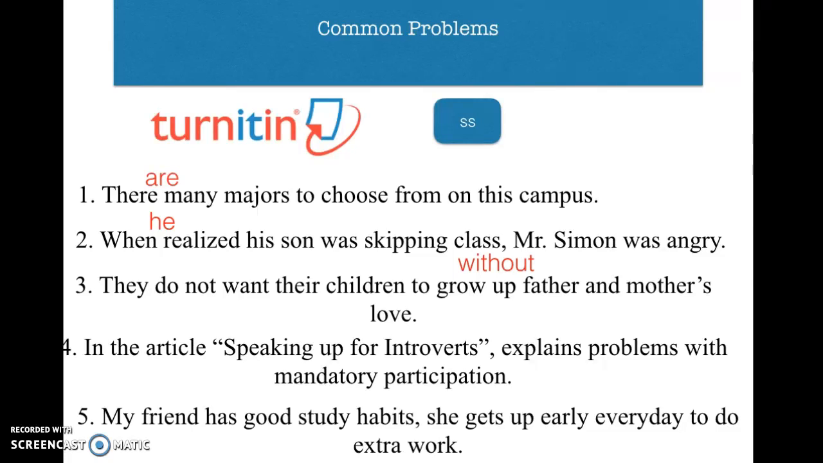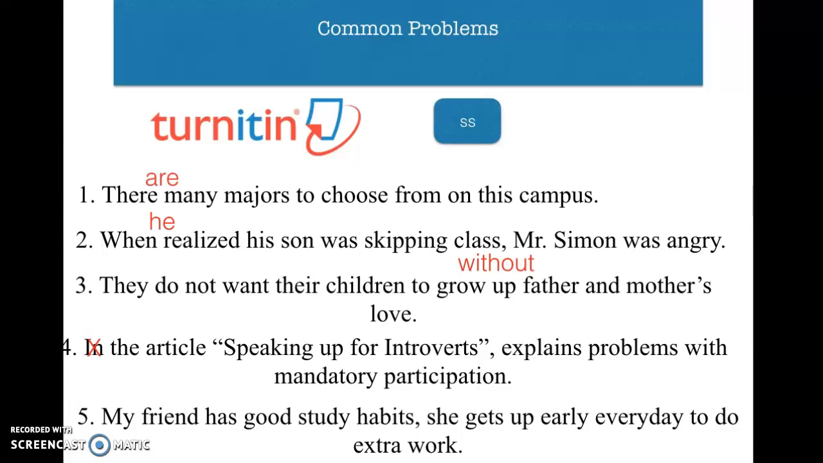Okay. Moving on. This one is problematic because the verb here is explains, but what's the subject? You probably think it's the article, but it can't be the article because it's in a prepositional phrase. So if we take out in, which makes the prepositional phrase, and we just use the article, it's a fine sentence. The article, speaking up for introverts, explains problems with mandatory participation. That's fine.